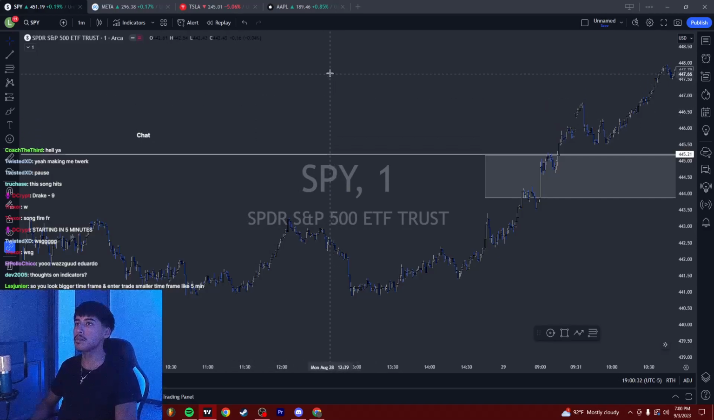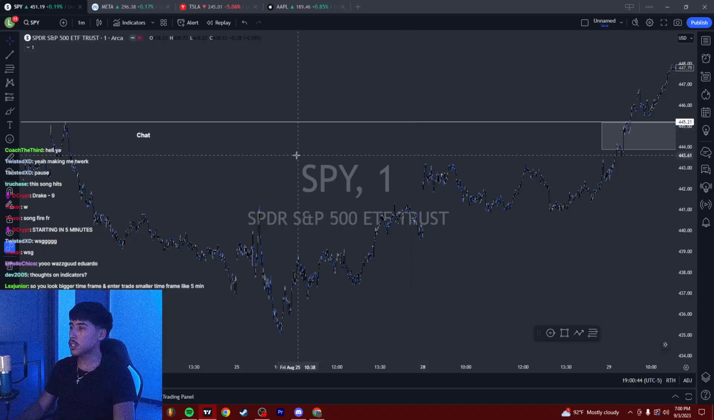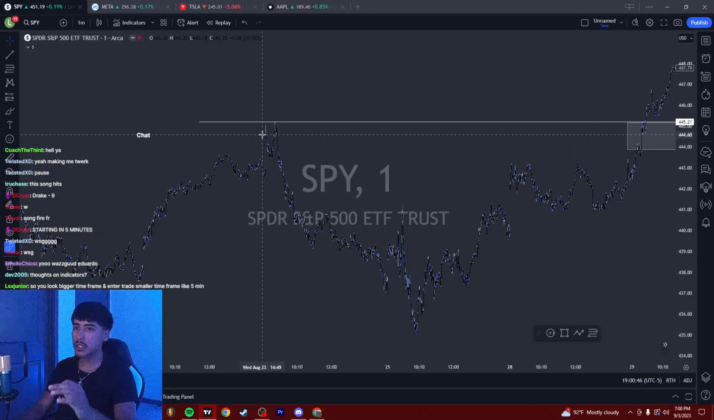So you look at bigger time frames and enter trades on smaller time frames like 5 minute. Yeah. So I look at larger time frames for pivot points, and then I'll move into smaller time frames so I could get entries. So that's just one simple concept.